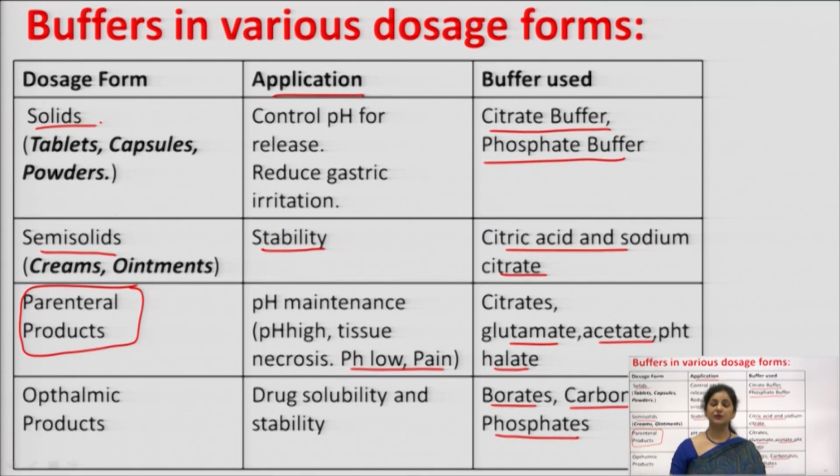With this, I conclude today's topic, that is, buffers in the various dosage forms. We can just have a brief glance over it. What are buffers? Buffers are substances which resist the change in pH. Why do we need buffers? We need buffers to have stability, solubility, activity, and proper consumption or administration of the product. And what are the different buffers we use? We use buffers like citrate, phosphate buffer, citric acid and sodium citrate buffer, borate buffer, and besides that, we also use buffers to maintain stability.